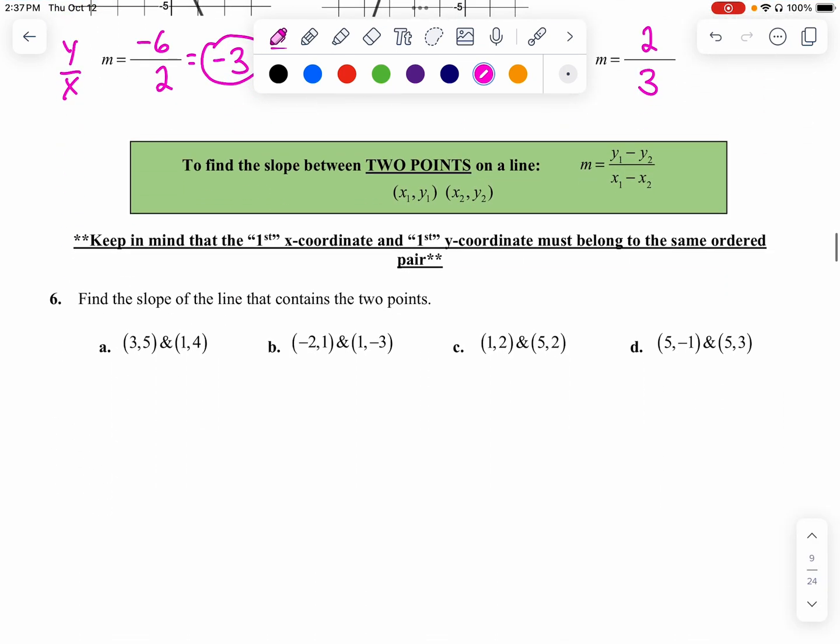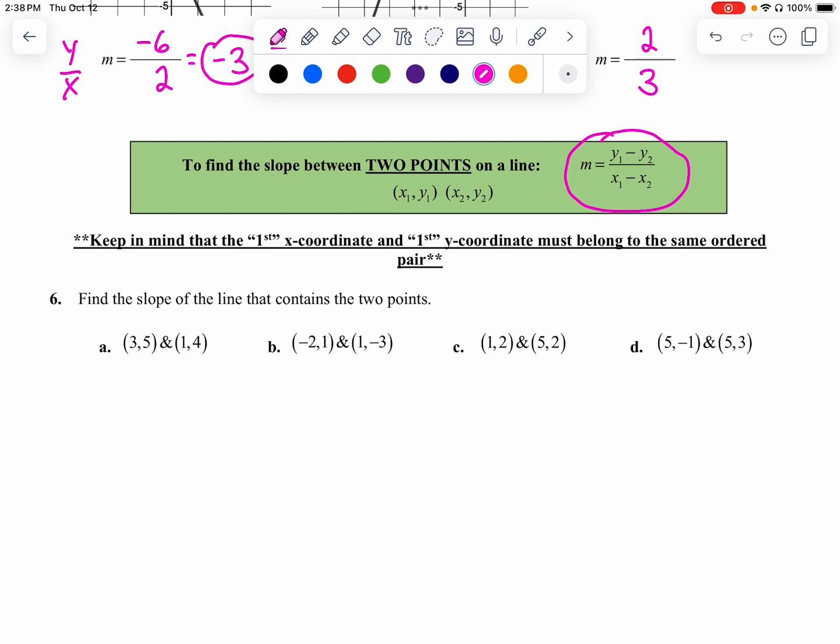Finally, we have slope just using 2 points without a graph. So we have a formula for this. It is this formula. So the slope equals y1 minus y2 over x1 minus x2. So keep in mind that the first x coordinate and the first y coordinate must belong in the same ordered pair.